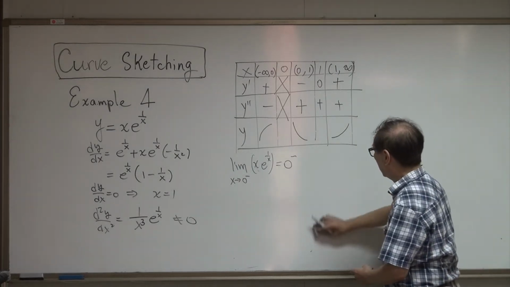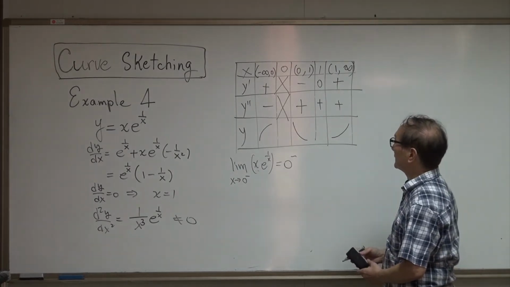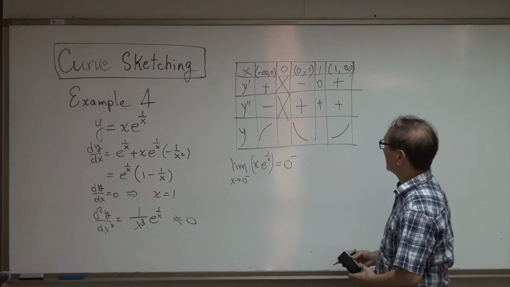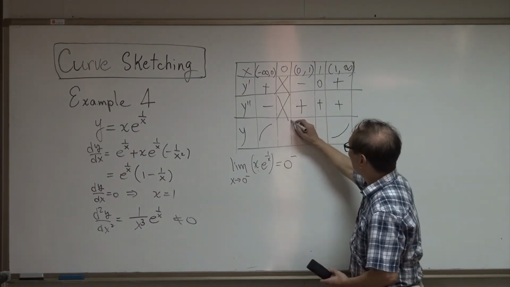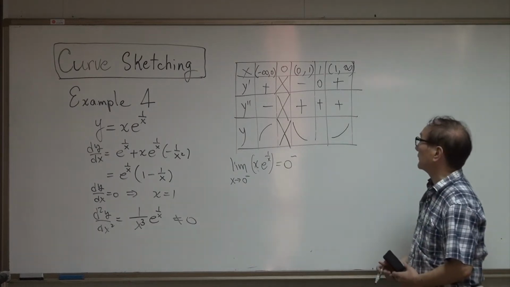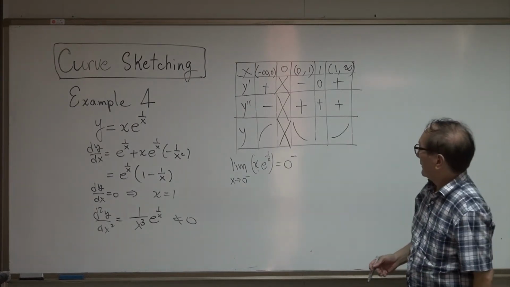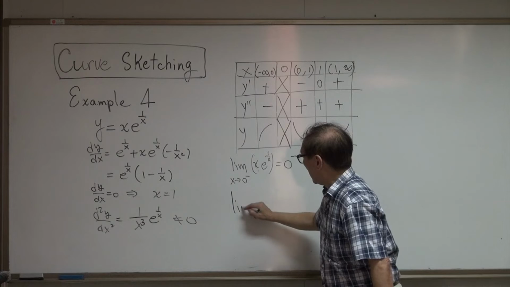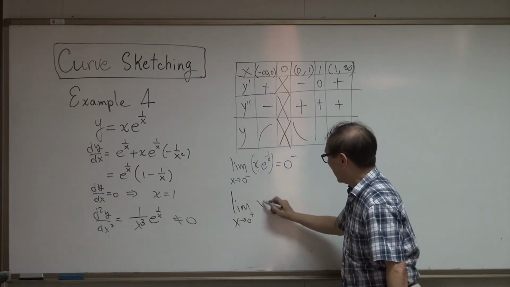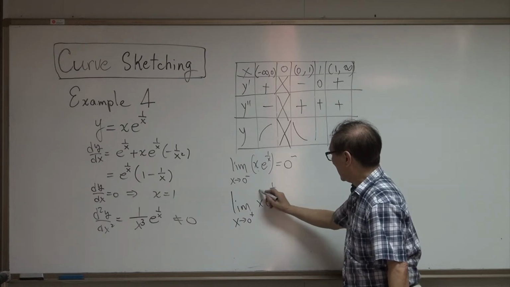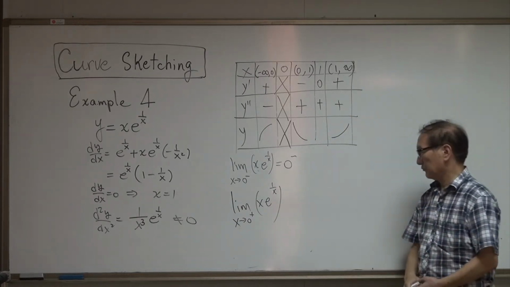Well, do you understand? Maybe not. Okay. This is not defined. The function is not defined too. And then on the other side, when x approaches 0 from the right, we have x e^(1/x).